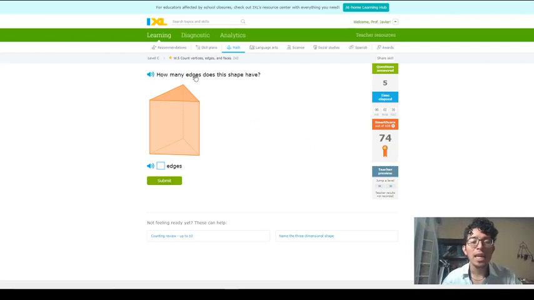See. How many edges does the shape have? ¿Cuántos bordes tiene esta figura? Remember, the edges are the sides. Los bordes también se les llaman lados, pero en una figura 3D, a 3D shape or a solid shape, they are called, se llaman edges, filos, okay, o bordes. So this shape has 1, 2, 3, 4, 5, 6, 7, 8, and 9. It has 9. Tiene 9 bordes.